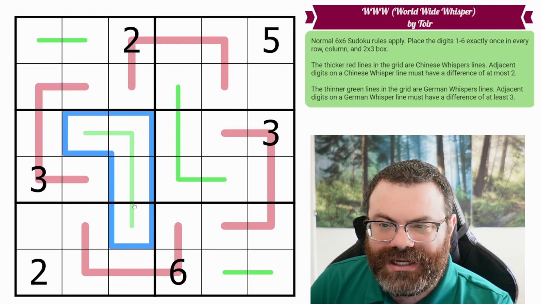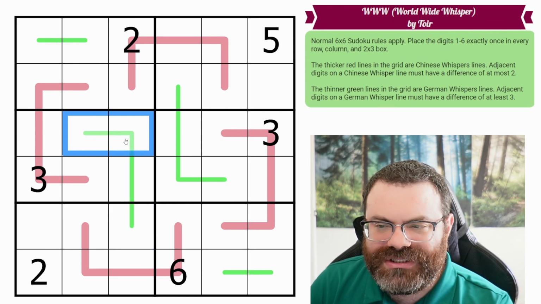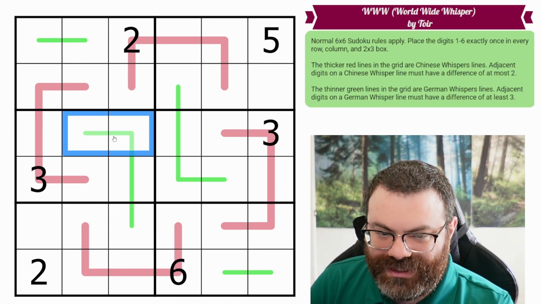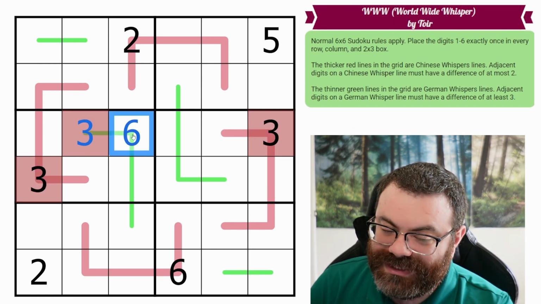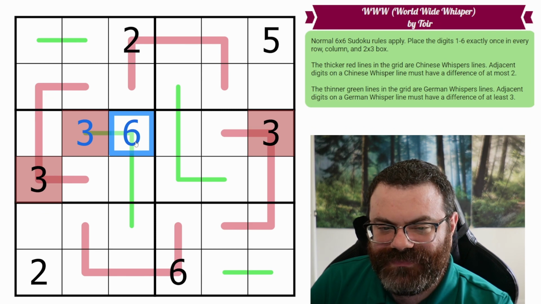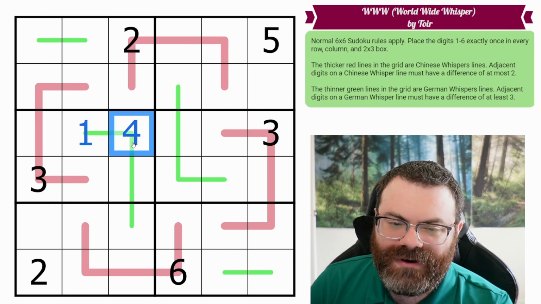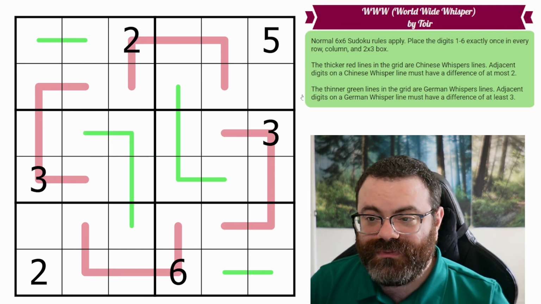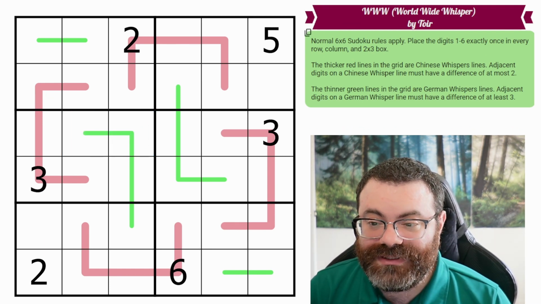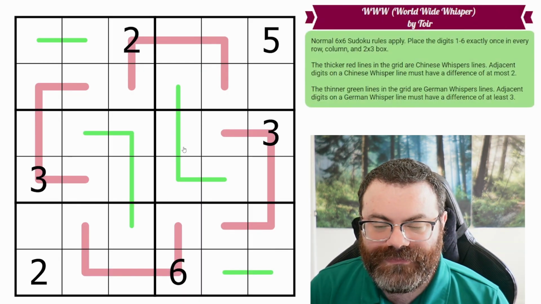The thinner green lines are German whisper lines. In German whisper lines, adjacent digits have to have a difference of at least 3. So if this was a 3, then the only thing I could put next to it is a 6 because it needs to be at least 3 different. But if this was a 1, I could put 4, 5, or 6 next to it. All right, so those are the rules. There's a link in the description if you'd like to try the puzzle yourself. And I'm going to get started right now.